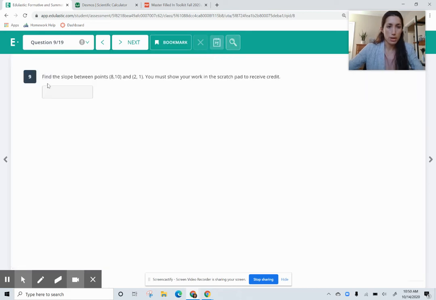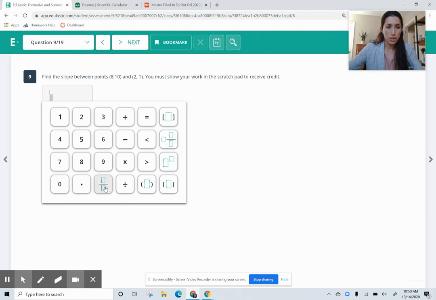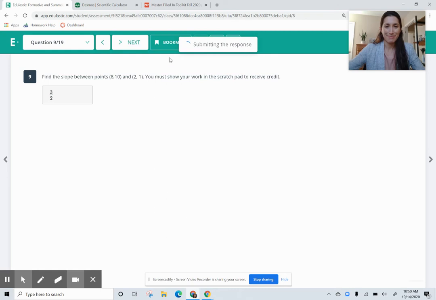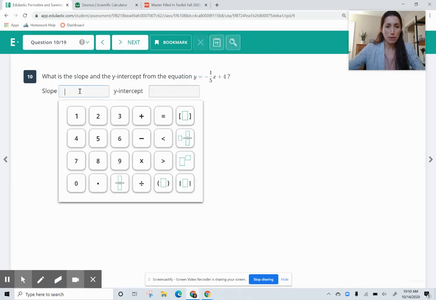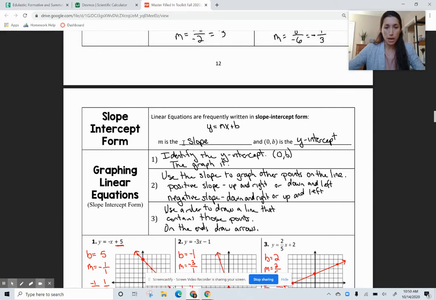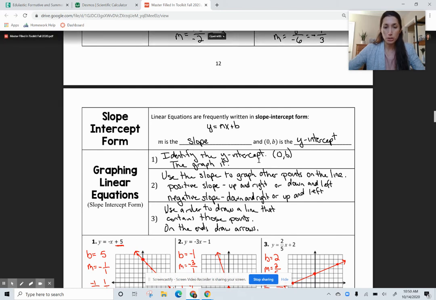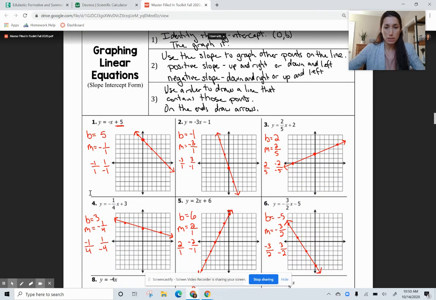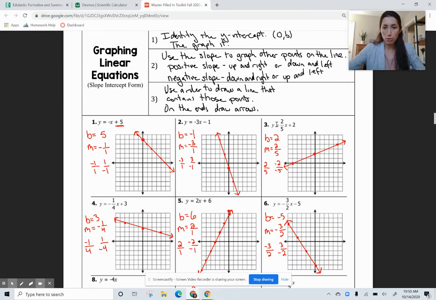Oops, go out of the scratch pad. And I want it to be a fraction, so 3 and 2 for the slope. Okay, now we have our slope and our y-intercept. So remember, in slope-intercept form, let's look here at our graph. Slope m is the slope, and 0 comma b is our y-intercept. So we're just looking for the m and the b, kind of just like we did in these examples. You can look at this. In number 3, we have y equals 2/5 x plus 2. Our b was 2, and our m was 2/5, the number in front of x.